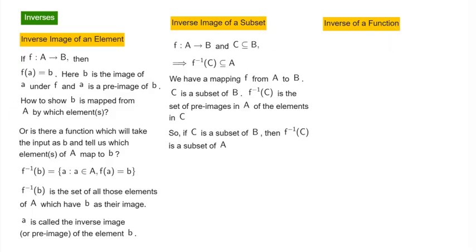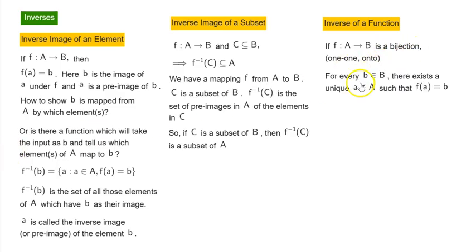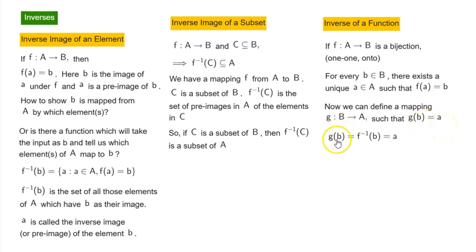Now let's look at inverse of a function. If F maps A to B is a bijection, that is 1 to 1 and onto, for every B there exists a unique A such that F of A equals B. Now we can define a mapping G which maps B to A such that G of B is equal to A. And this G of B can be written as F inverse of B, which will give us A.